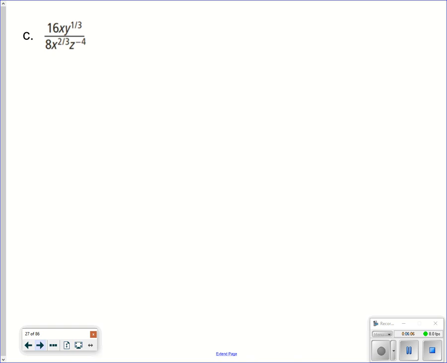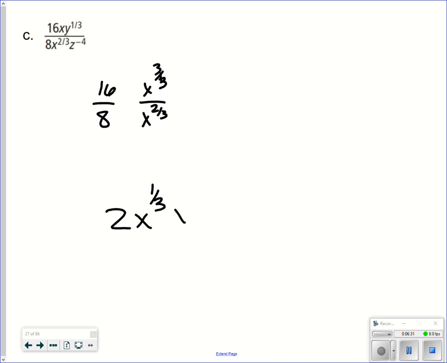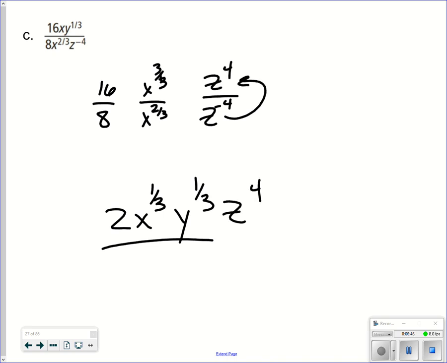So next one, divide this up into separate problems. That's the best way for me to describe it. So 16 divided by 8 is 2. X to the first over x to the 2/3. We talked about this earlier. Anytime you have like bases, you can subtract their exponents. So 3/3 over 2/3 makes x to the 1/3. We also still have a y to the 1/3. Now let's talk about the z to the negative 4th on the bottom. You can't have a negative exponent. Negative exponent means reciprocal. So this needs to move to the top as z to the 4th, and that is your answer. There's nothing left in the denominator.